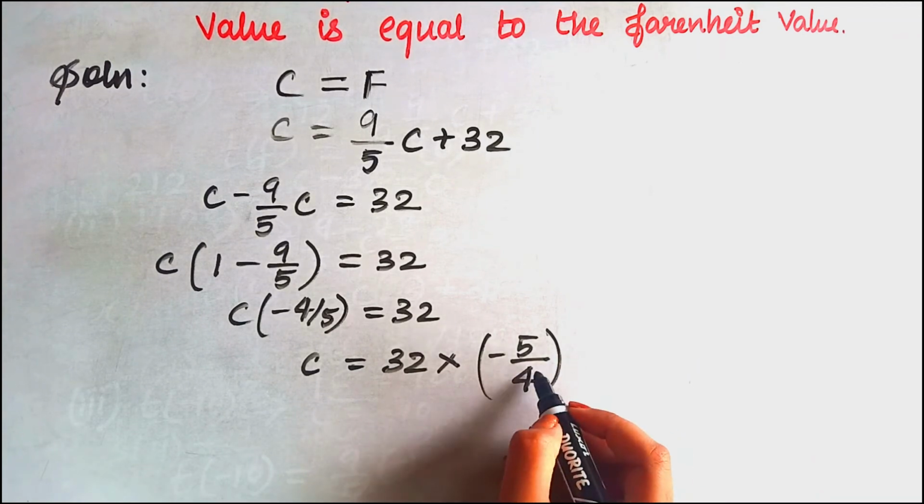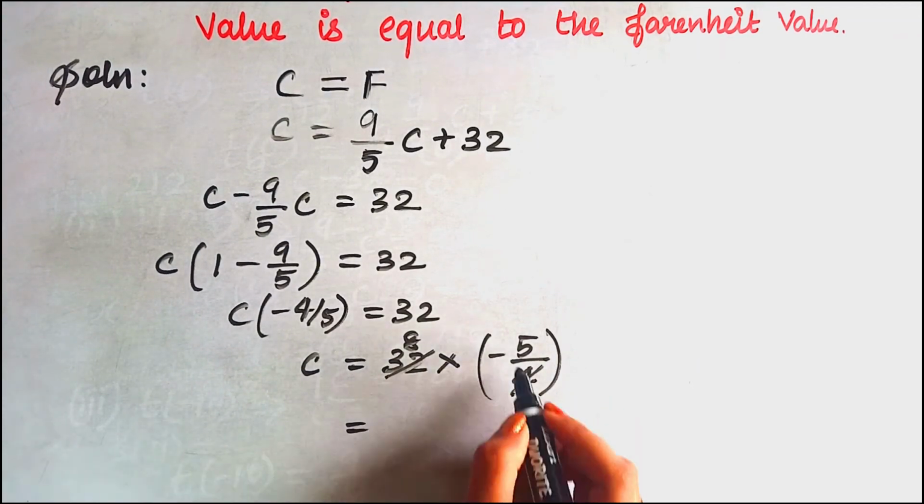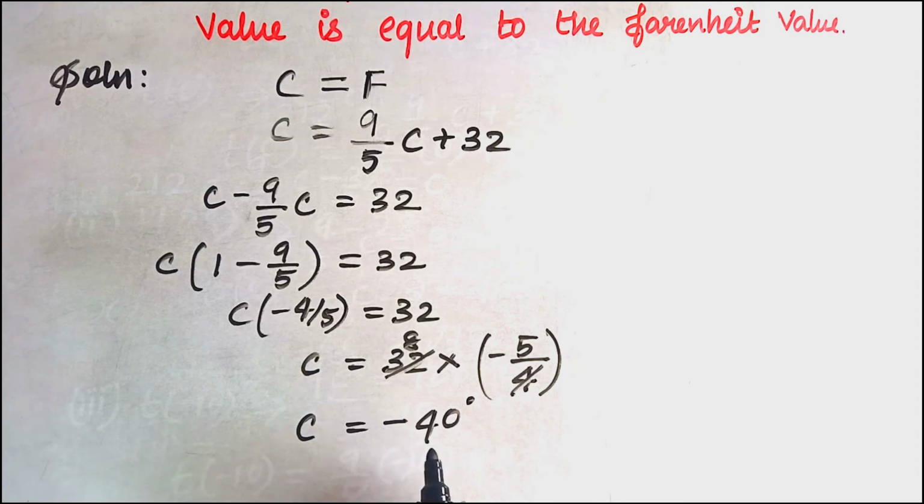Right, so while we cancel 4, we'll get 8. So 8 5s are 40. Here there is a minus sign, so you have to put a minus 40 degree. So our temperature, when the Celsius and Fahrenheit are equal, the temperature will be minus 40 degree.